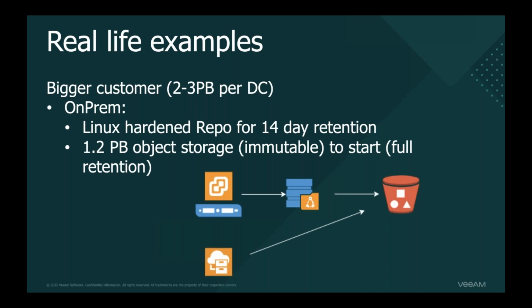He will start with 1 point something peta for the first testing, for the first month, and later he can just scale out. And this is why I'm using it as the last example. As I said, it's not a competition, Linux hardened repository against object storage. For me, it's always, how do we use these two solutions? What's best for the customer?